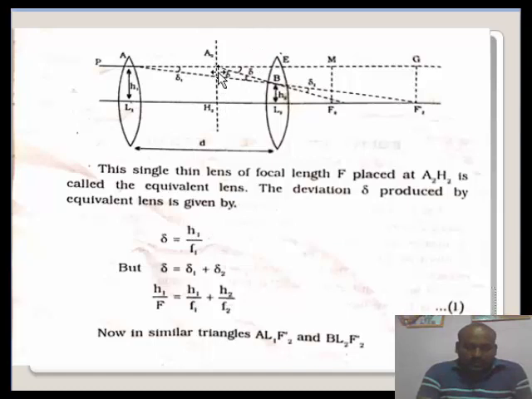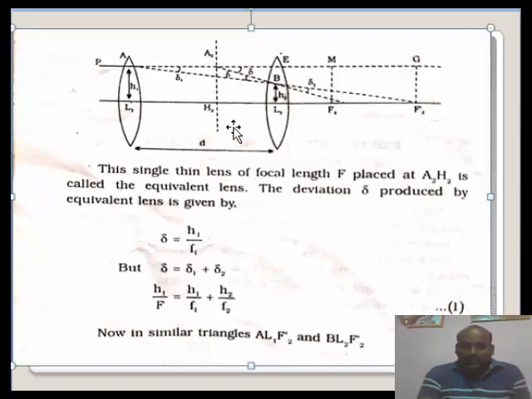f1. So look here, how do we get this? Delta is h1 by f1. We already discussed delta 1 is h1 by f1. Again you are taking delta equal to h1. How is it possible? Look here. The height of the equivalent lens and the height of lens 1 are the same, and the focal lengths, from this distance to this distance, you compare approximately, should be the same. That's why you put the value in delta as h1 by f1.